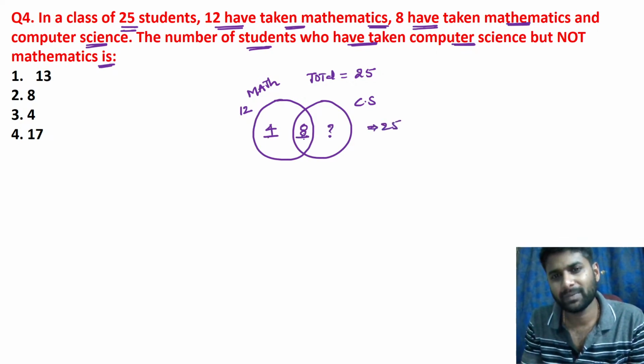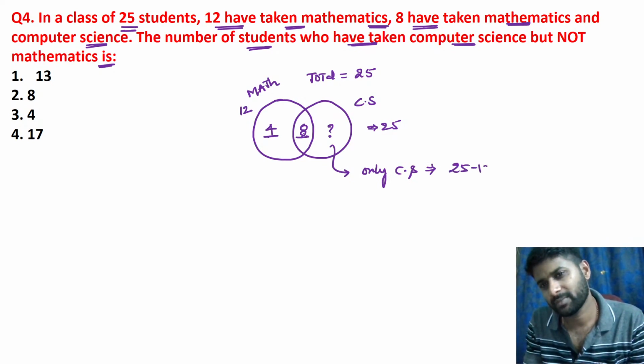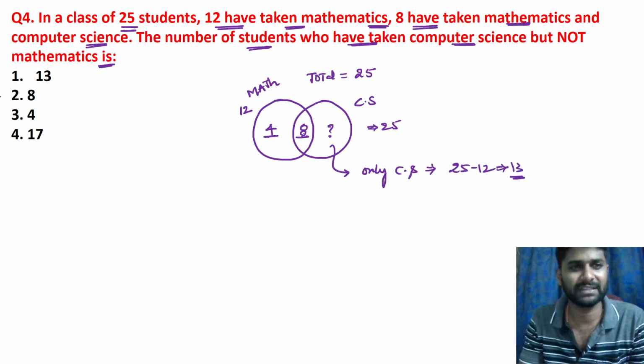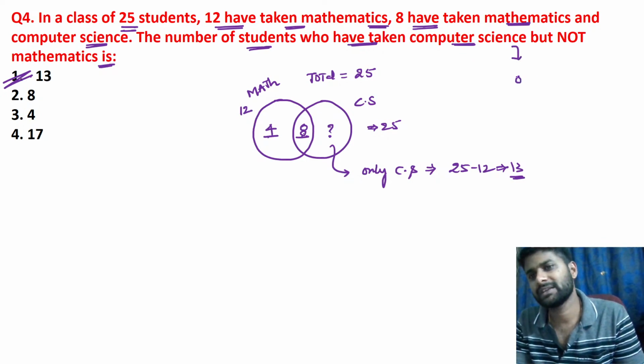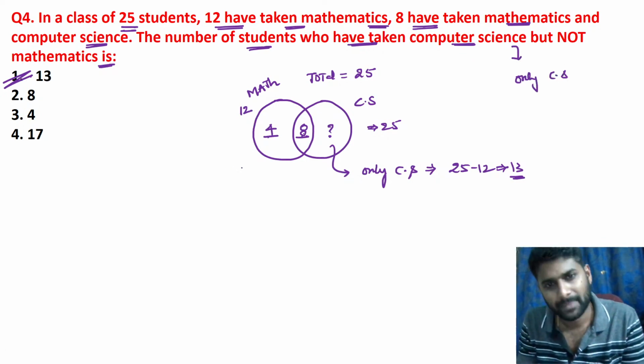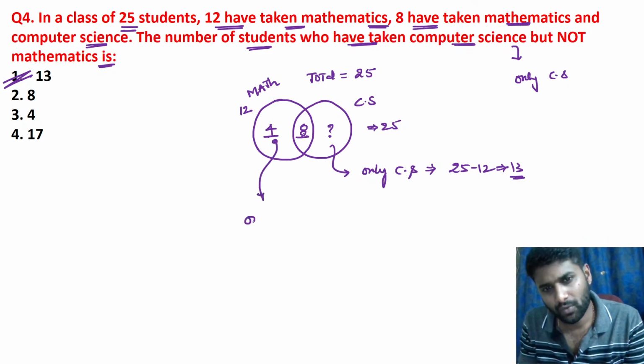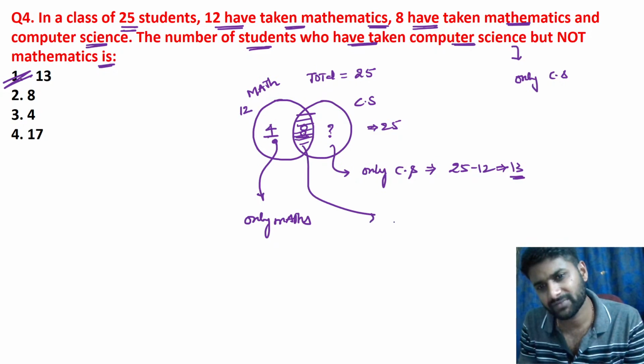Now see, here 8 plus 4 is equal to 12. Now only computer science value is exactly equal to 25 minus 12, which is 13. So 13 members chose computer science, not mathematics. If you understand, the person who takes computer science means it is only computer science. Remember, the space here, 4, is represented for only maths. In the same way, this is the part which is represented for only computer science. So this is the region represented with both maths and computer science.